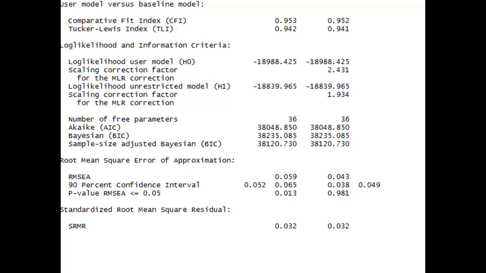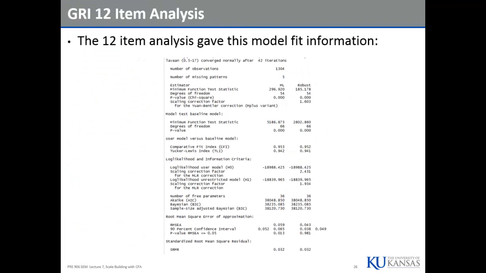So we got good CFI, TLI. The RMSEA is 0.043. Wow, that's pretty good. So now we have good fit. Now we can interpret the results. We spent 2 hours on fit and the results. Believe me, this is the way life goes.